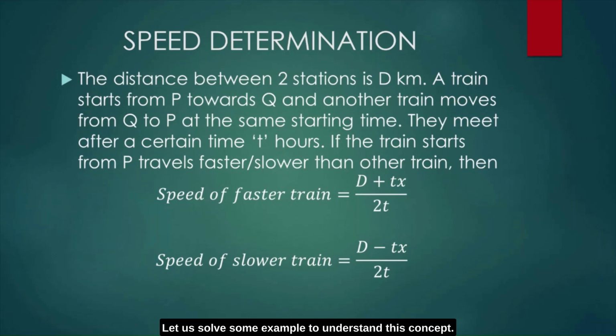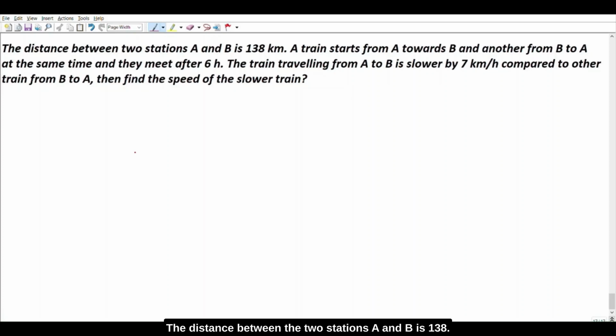Let us solve an example to understand this concept. The distance between the two stations A and B is 138 km. A train starts from A towards B and another train moves from B towards A at the same time. Both the trains meet after 6 hours. The train traveling from A to B is slower by 7 km per hour compared to the other train from B to A. Then find the speed of the slower train.